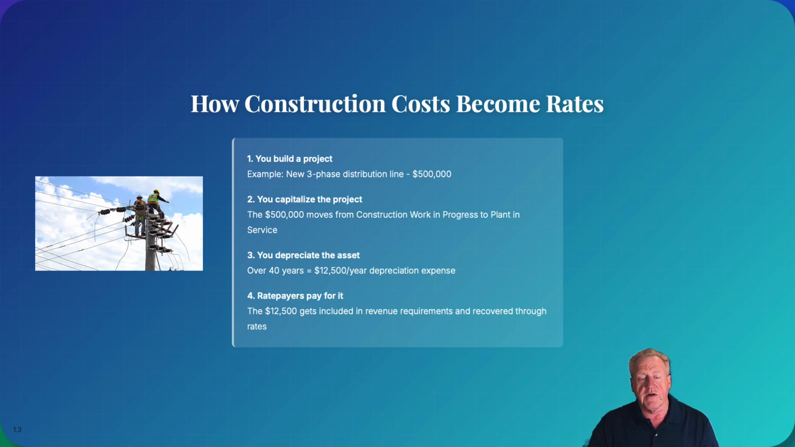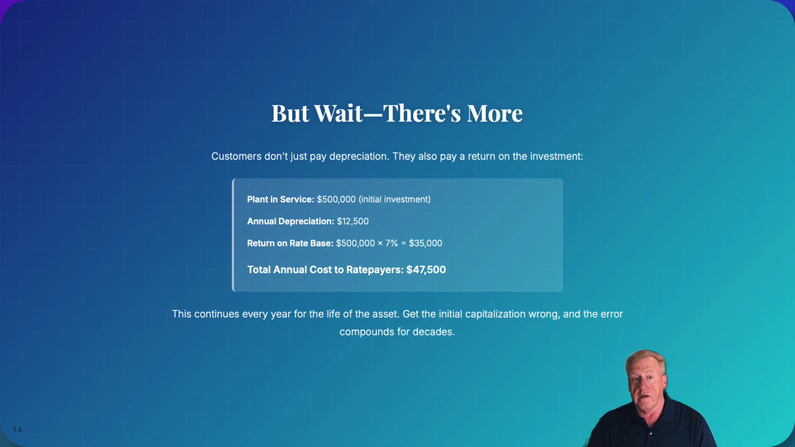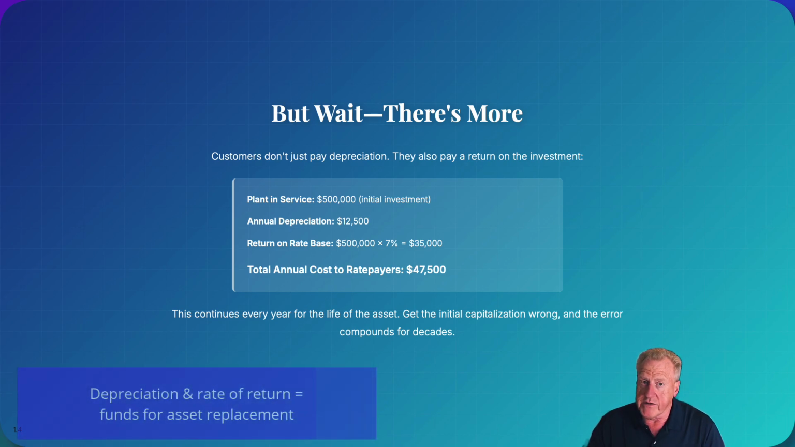That equals $12,500 a year in depreciation expense. And this flows into your rates so that when it comes time to rebuild this three-phase distribution line after 40 years, you have this historical cost of $500,000 set aside, which is $12,500 times 40 years. But there's more to it than that. 40 years from now, it's not going to cost you $500,000 to replace that three-phase distribution line. It may cost you quite a bit more, probably double, triple perhaps. Where do you get the money for that?